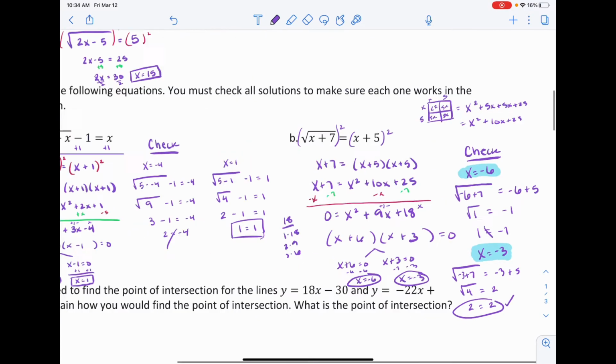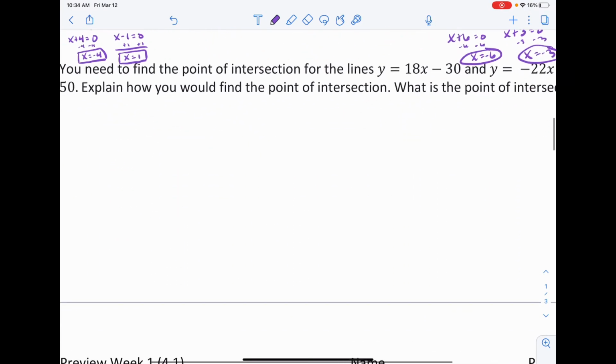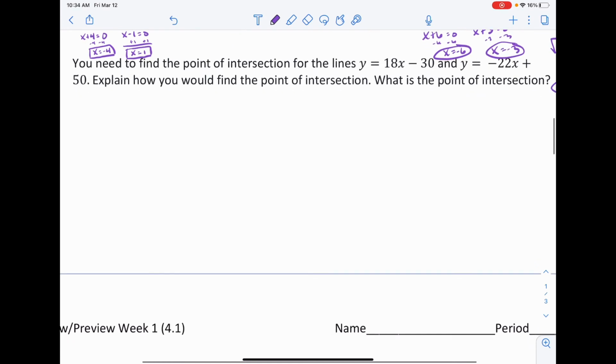All right, so this question here says you need to find the point of intersection for the lines y equals 18x minus 30 and y equals 22x plus 50. Explain how you would find the point of intersection, and what is the point of intersection? So I think we could do a graph. And we could use Desmos. Okay. So let's go ahead and take a look at those.